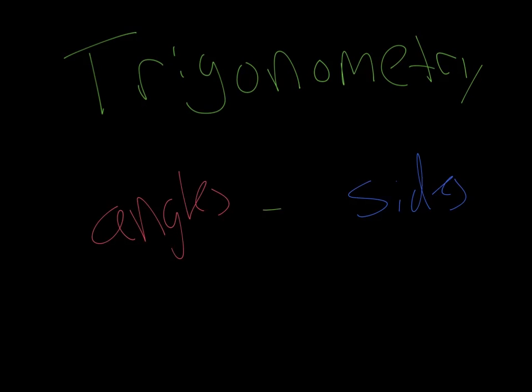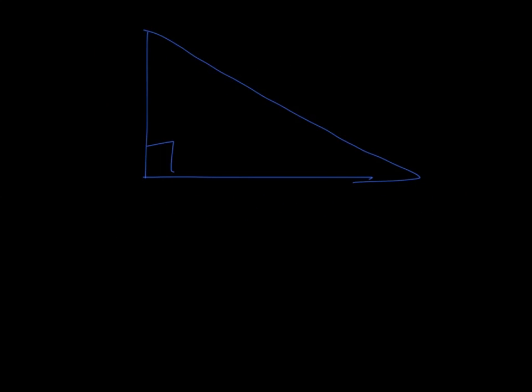In this video, we'll get to talk about trigonometry and some of its uses. Before we get to any of the uses, let's talk about what trigonometry is. Trigonometry is all about the relationship between the angles of a triangle and the sides, and how we can use one to find the other, or two to find the other.